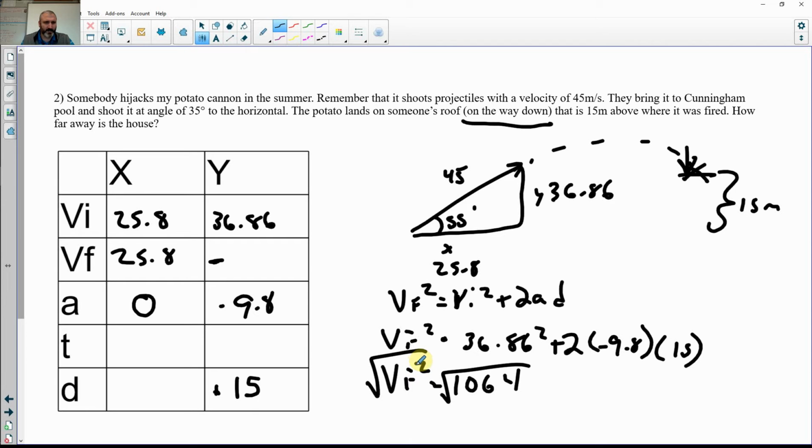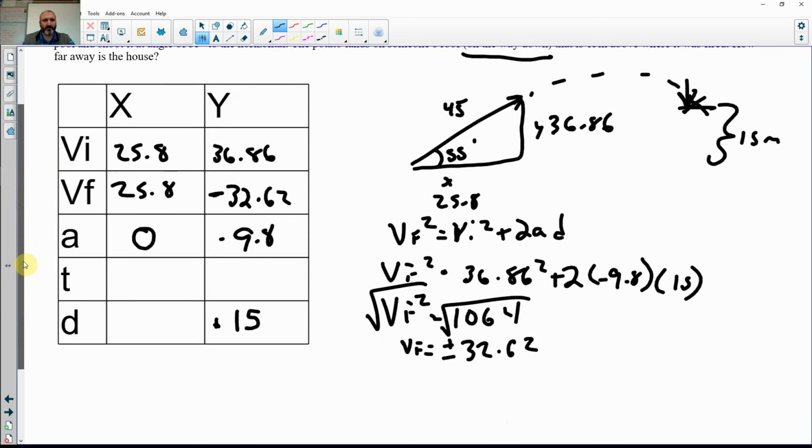Square root of that answer is VF equals plus or minus 32.62. So interestingly, it's going up 36.86 and it's coming down 32.62, which actually should make sense because it doesn't get to fall as long as it got to go up. So you'd expect that it would be going slower here than if we let it come back down here. So plus or minus 32.62, we're going to take the minus 32.62.